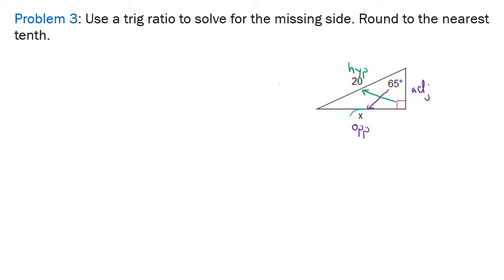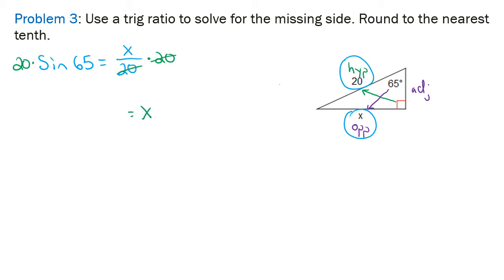So this time, we have the opposite side and the hypotenuse. That's going to be sine. Using 65 degrees, the opposite goes on top, the hypotenuse goes on the bottom. We're going to get x by itself by multiplying by the denominator. The 20s here are going to cancel out, leaving x equals 20 times sine 65. This is where we're going to use our calculator. 20 times sine 65, we're going to get 18.1 when we round to the nearest tenth. So our opposite side is 18.1.